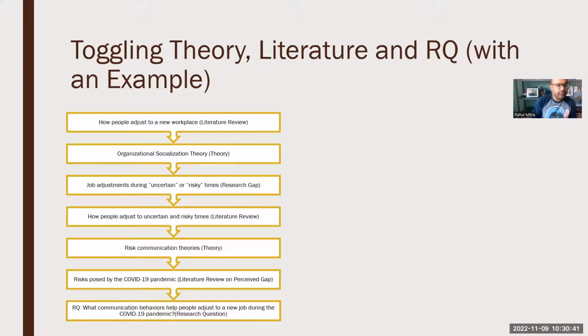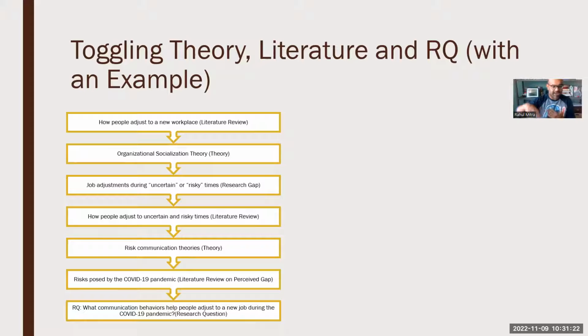That in turn will push you to go back to the literature to figure out how people do adjust to uncertain and risky times. And that might, in fact, push you towards risk communication theories. That in turn might then show you, again, a perceived gap: we know a little bit about how people adjust to risk in general, but perhaps the risks posed by the COVID-19 pandemic in the specific context of the workplace are not quite well documented.